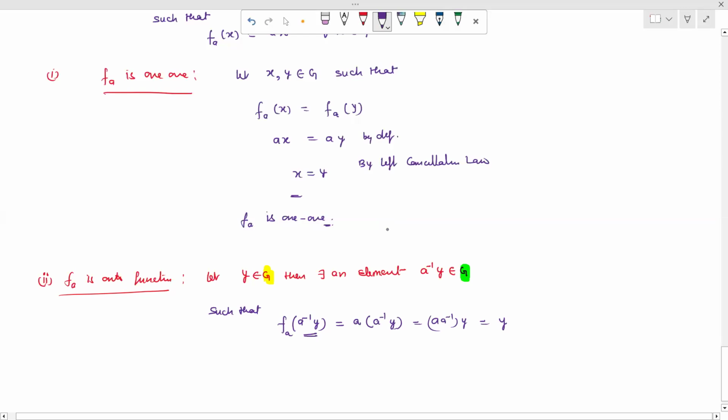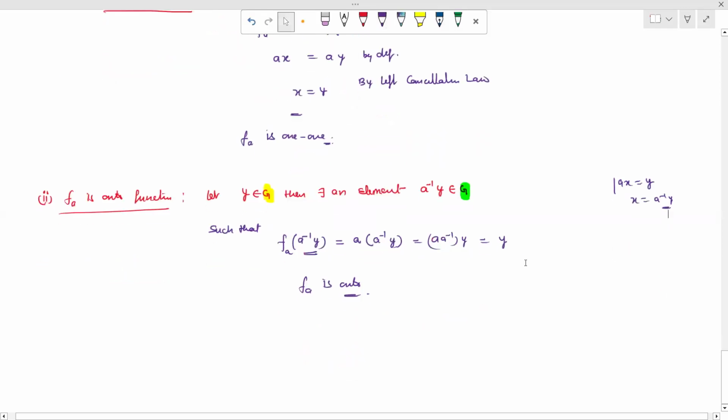This y we have taken as an element of G. So that means f_a is an onto function. Hence f_a is onto. We basically consider ax equal to y, so here x is equal to a inverse into y by multiplying a inverse on both sides.